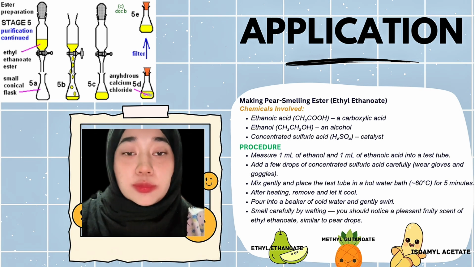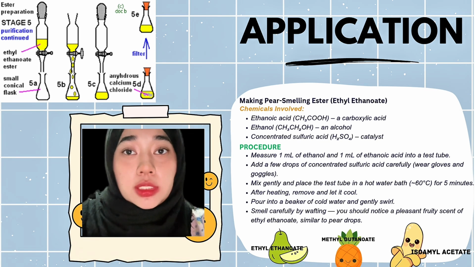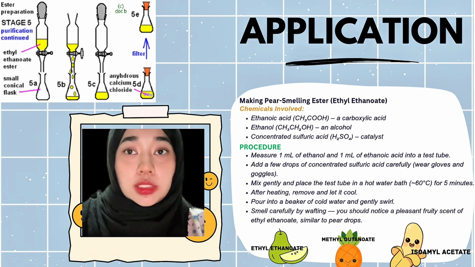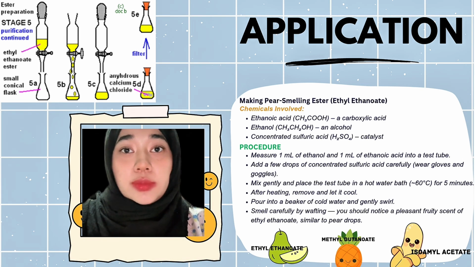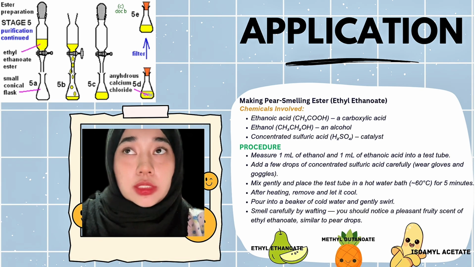After heating, remove and let it cool. And then pour into a beaker of cold water and gently swirl. And lastly, smell carefully by wafting. You should notice a pleasant fruity scent similar to pear drops. And for ethyl ethanoate, it smells fruity like pear.